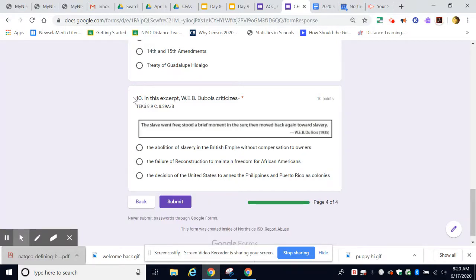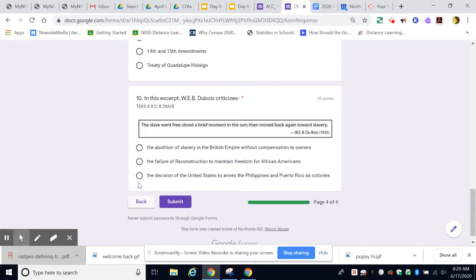So in this excerpt, W.E.B. Du Bois criticizes what? The abolition of slavery in the British Empire without compensation to owners? The failure of Reconstruction to maintain freedom for African Americans? Or the decision of the United States to annex the Philippines and Puerto Rico as colonies? Please answer number 10.